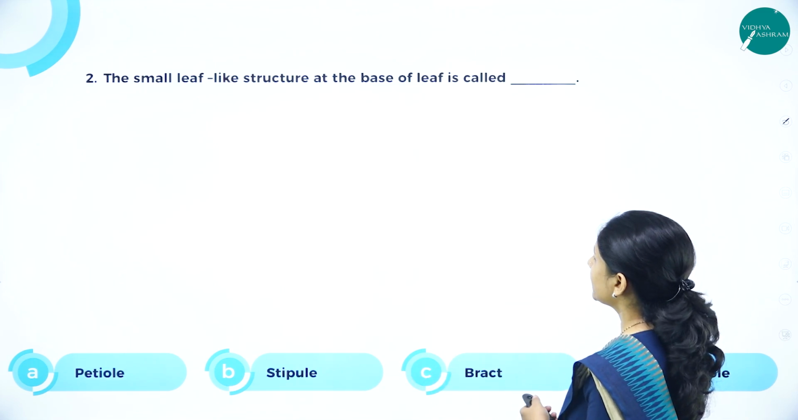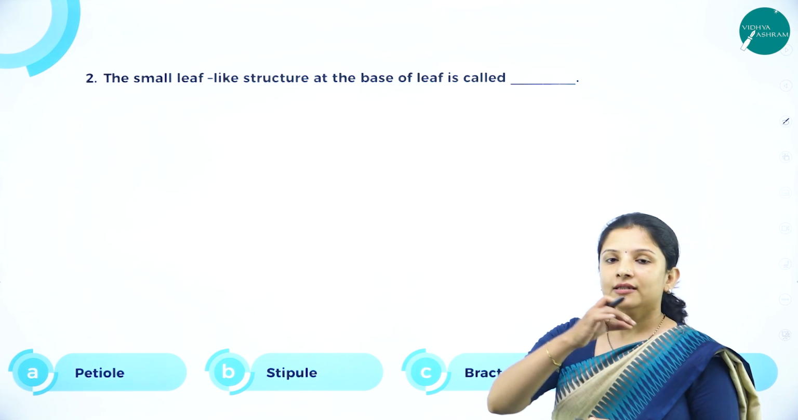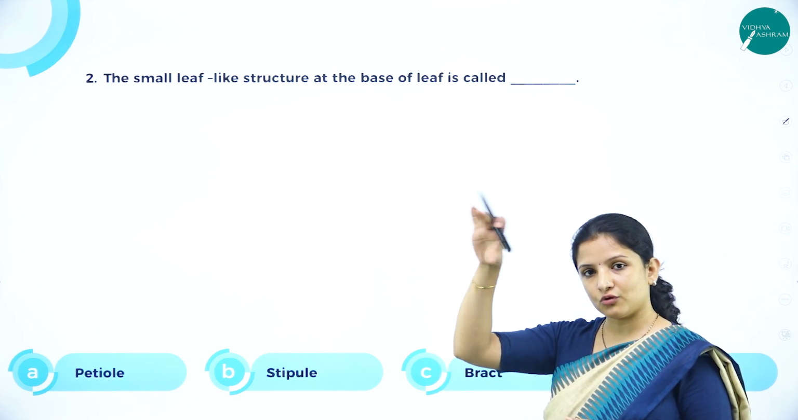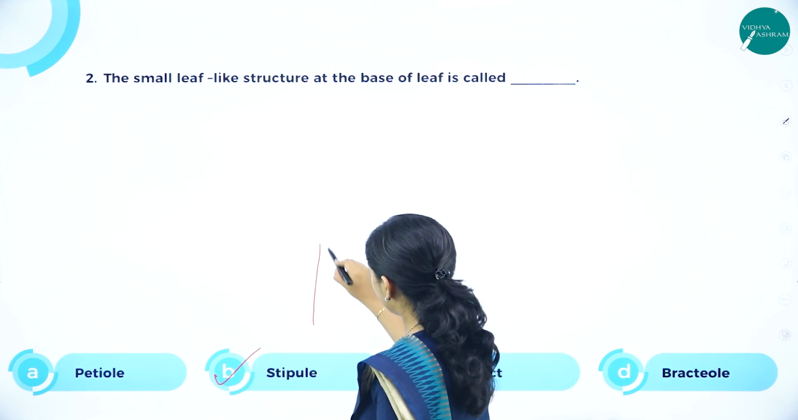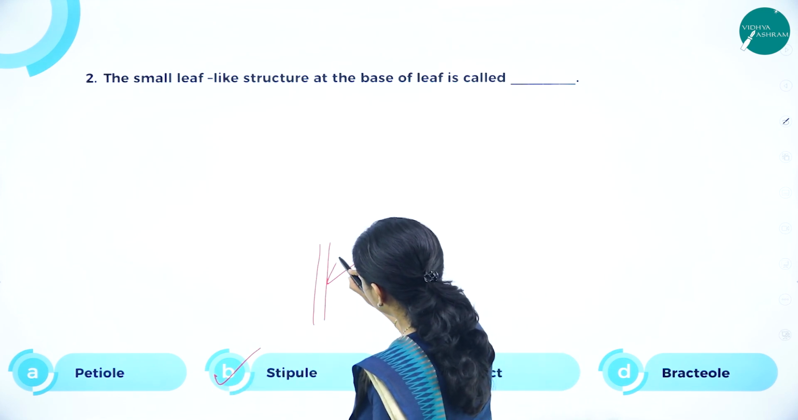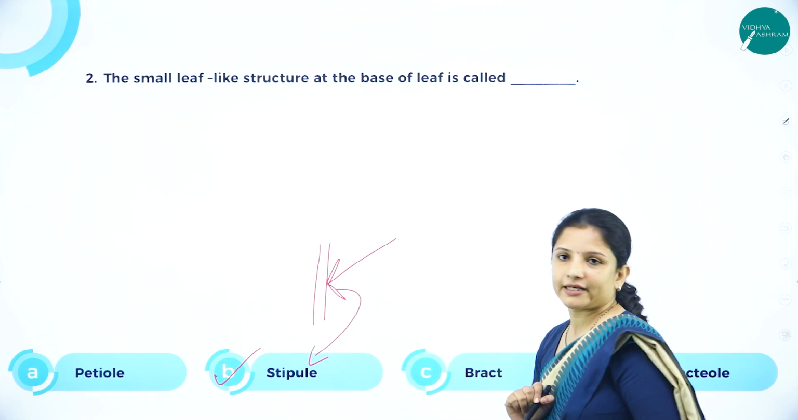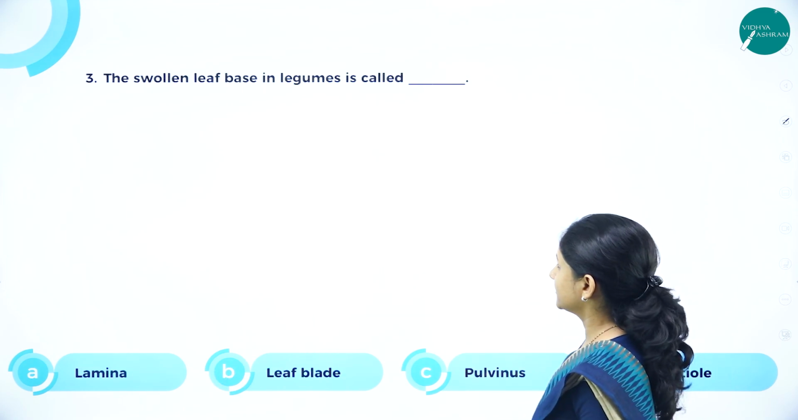The small leaf-like structure at the base of the leaf is called petiole. Now, petiole is the lengthy stalk of the leaf that helps to hold the lamina. It's the stipule, because I told you wherever the leaf base is there, small leaf-like structures will arise, which is called the stipule. So the right option is B, stipule. Bract and bracteole are also not the right answer here.